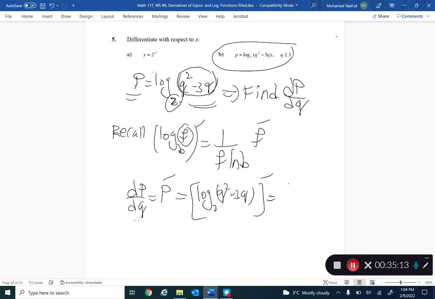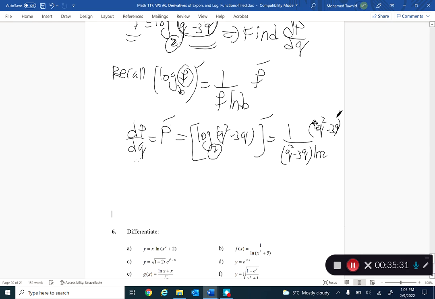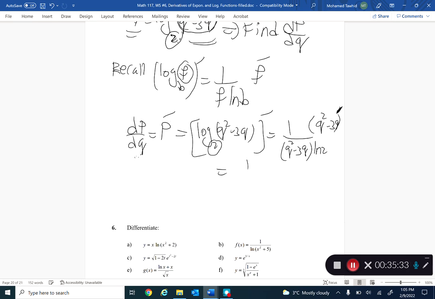So then it will be 1 over f. What is your f? q squared minus 3q, times ln b. What is b? Your b here is 2. And I have to multiply by the derivative of q squared minus 3q. So if I simplify this, you get 1 over (q squared minus 3q) ln 2.